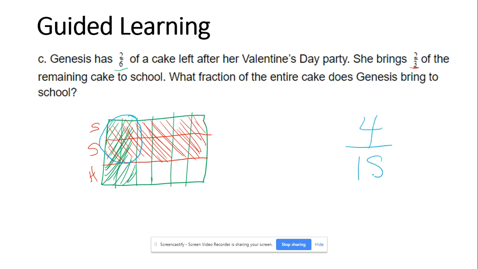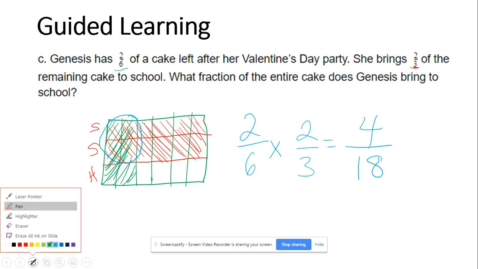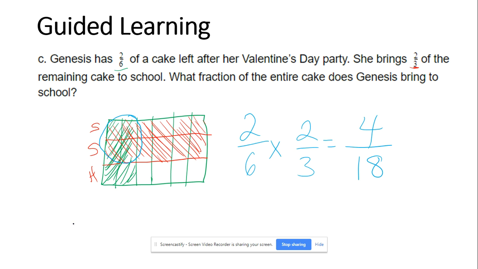18 parts total. So 2/6, which is the amount that she had left over, times 2/3, which is the amount that she's bringing to school, we can see that if you multiply the numerators, 2 times 2 does equal 4. And here, 6 times 3 does equal 18.